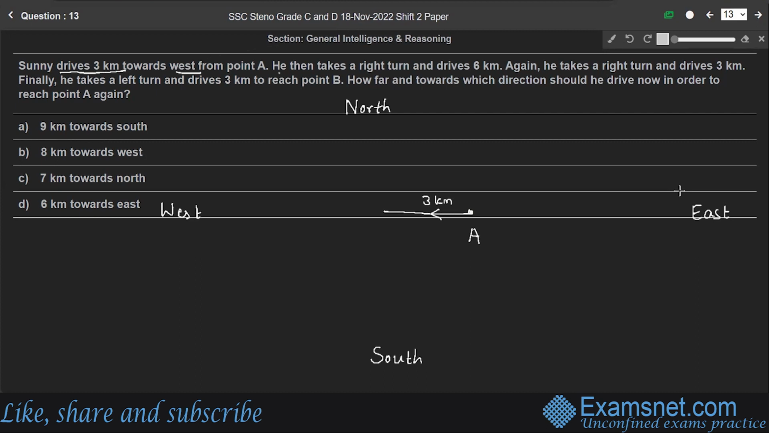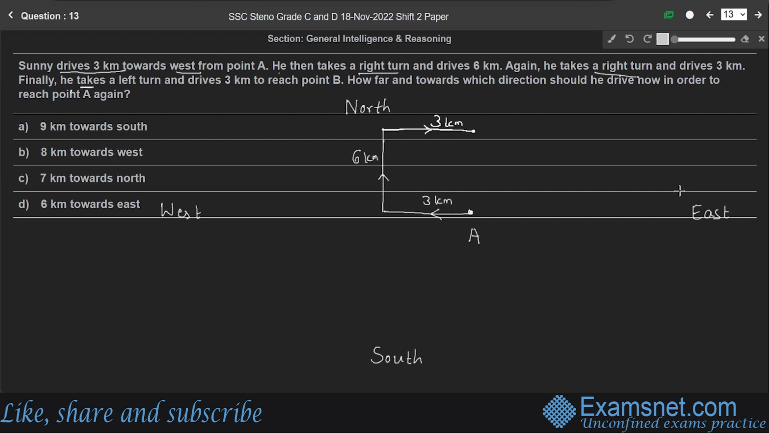He then takes a right turn. Since he is facing west, his right turn means this direction, upwards, towards north. He takes a right turn and drives 6 kilometers. So the distance is 6 kilometers here. Again, he takes a right turn. That means now he is moving towards east. His right means towards east, and he drives only 3 kilometers, 3 kilometers towards east.